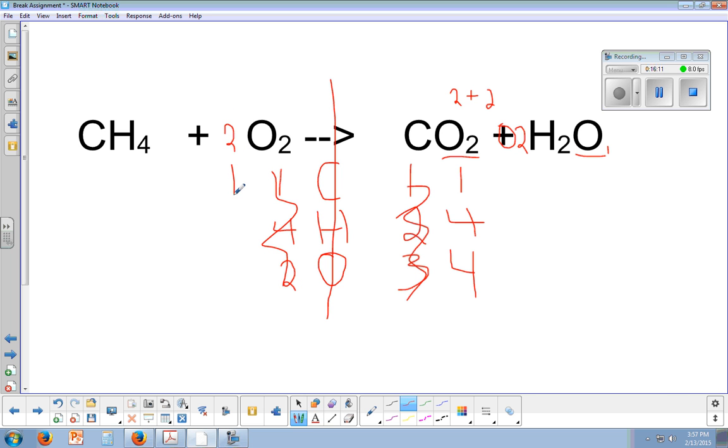And this stays 1, this stays 4, and this would be, oops, sorry. Undo that. This would be 4. 2 times 2 is 4. So this would be 1, this would be 4, and this would also be 4. So everything's balanced. So it's 1, 2, 1, 2.